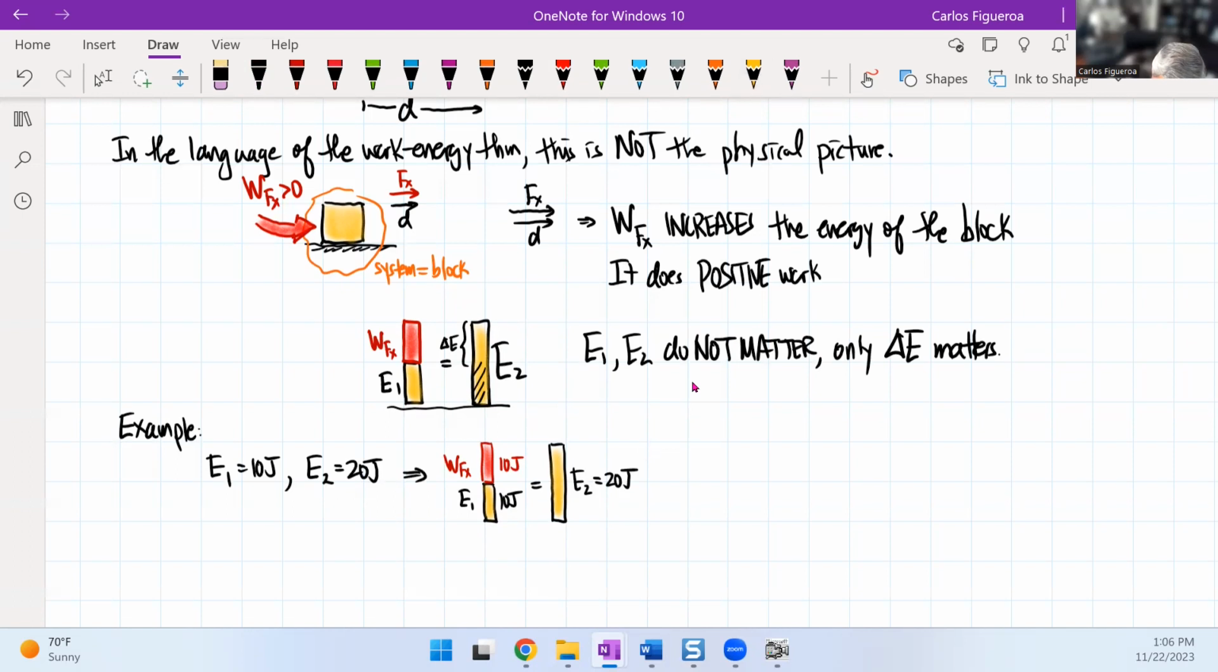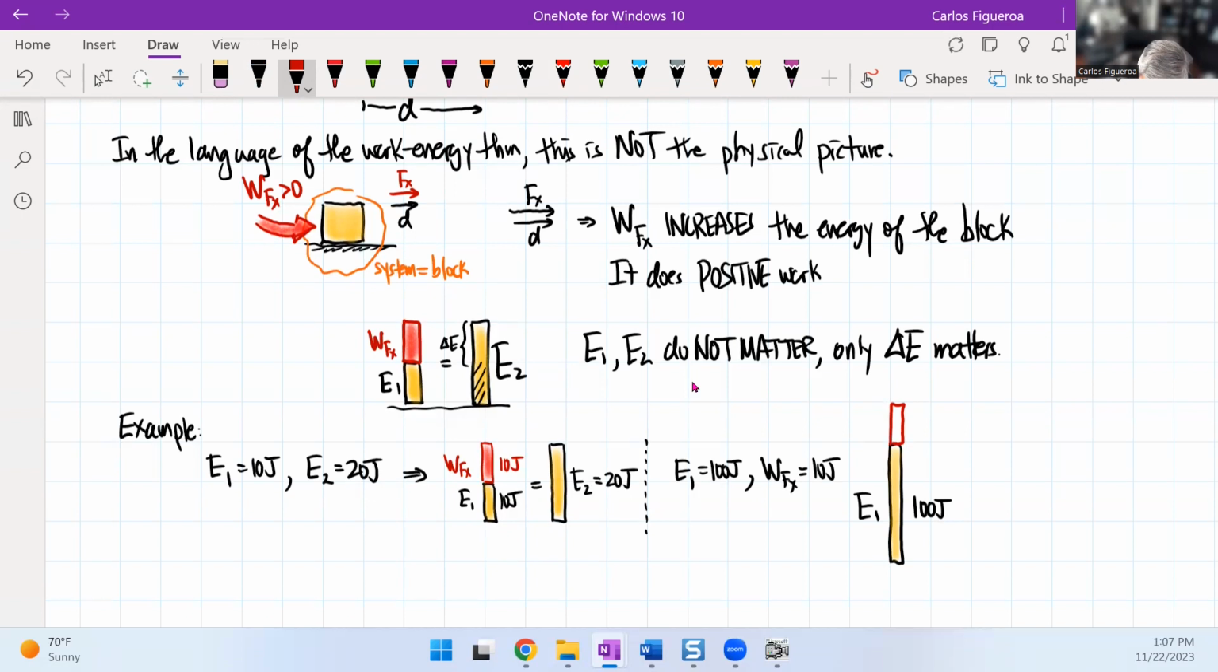Now, on the other hand, I can do the exact same thing. When I apply the work energy theorem, I could now call E1 equal to 100 joules. And I could say that E2 is equal to, and then I look at the work of f of x, well, that's still 10 joules. So I have to scale my energies quite differently now. Now I look at my initial energy, and this is 100 joules. But the work is the same. It does not care what E1 is. All I say here is that I know that I did this amount of work and I get 10 joules.